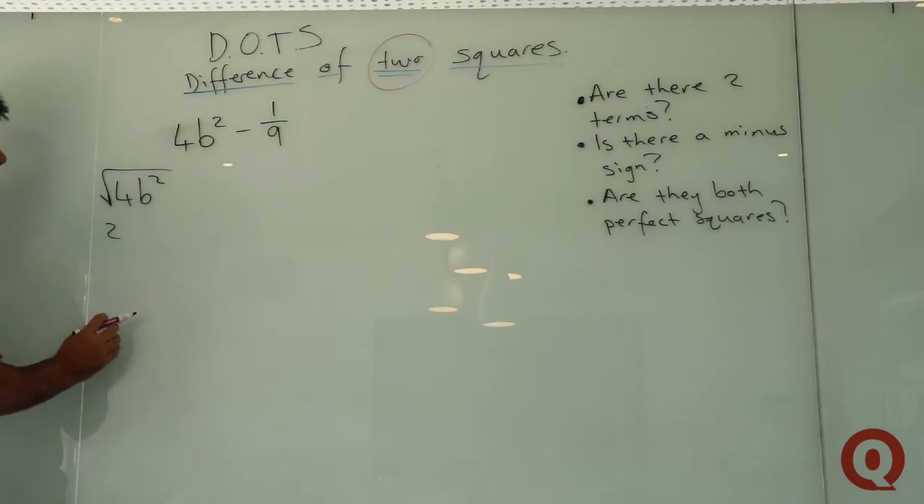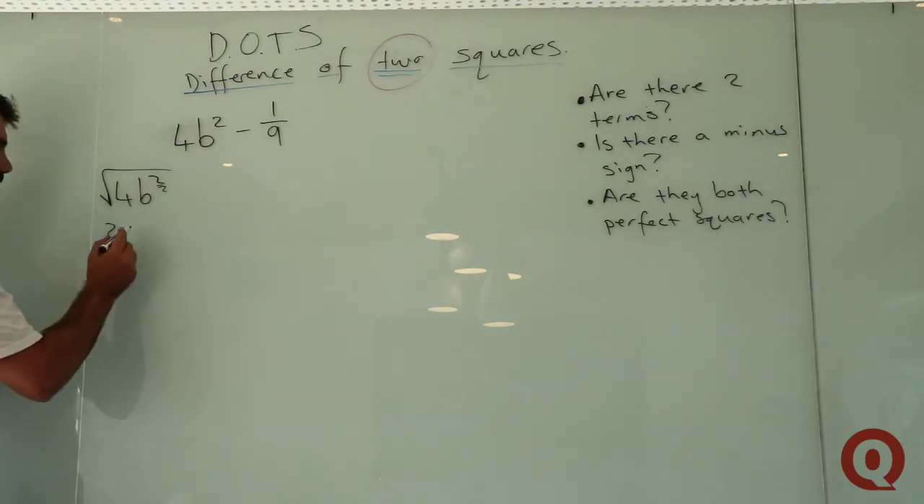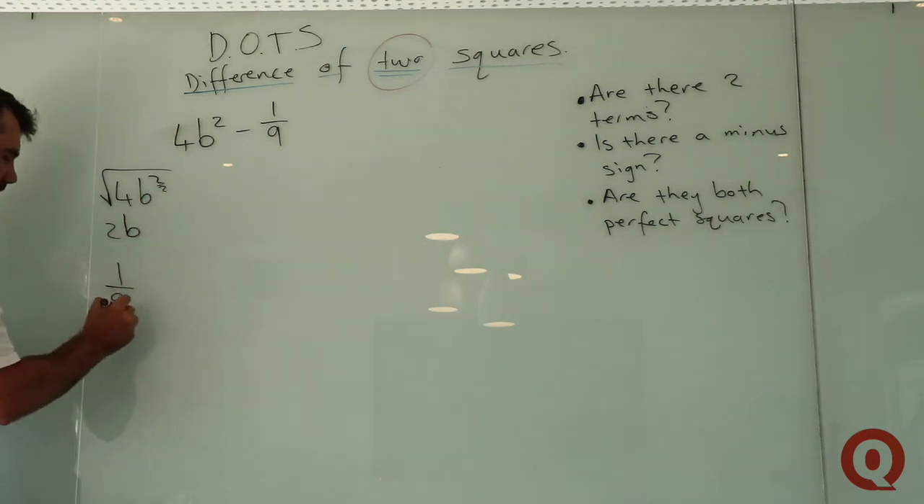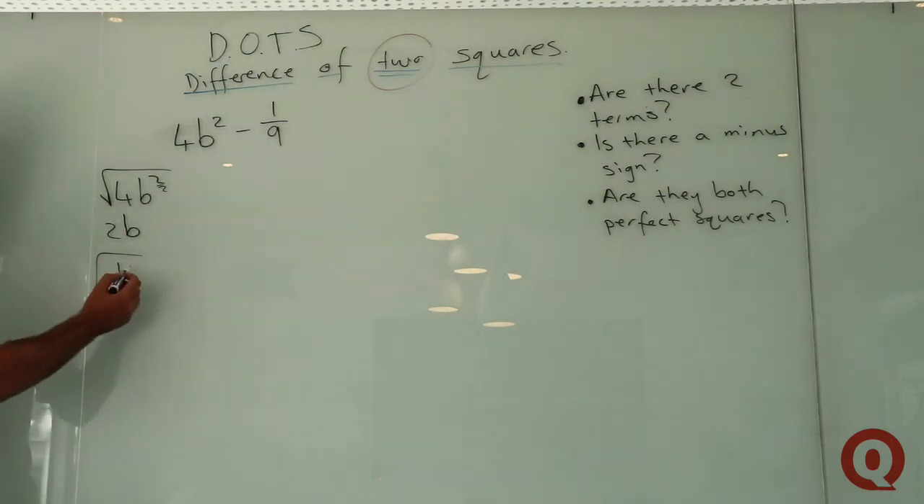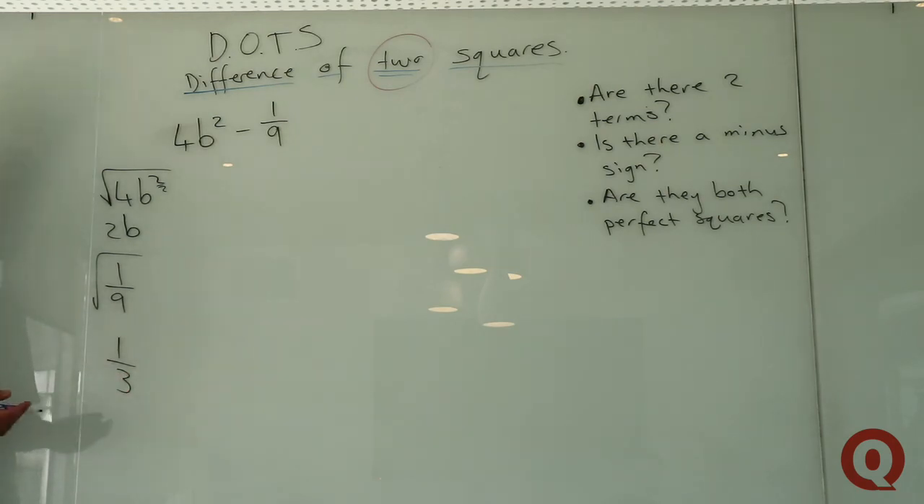And now my variable, the rule says I need to divide that exponent by 2, and that will leave me with 1, so it'll be 2b. Now, 1 over 9. Can I find the square root of 1 over 9? I can. The trick is square root the numerator. What's the square root of 1? It is 1. And what's the square root of 9? It's 3. Does that make sense?